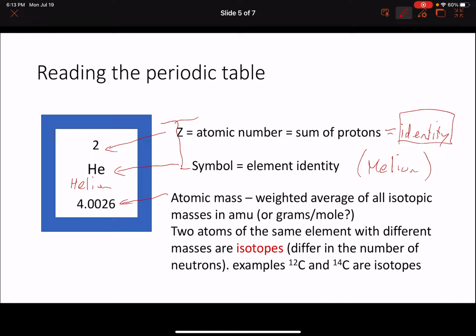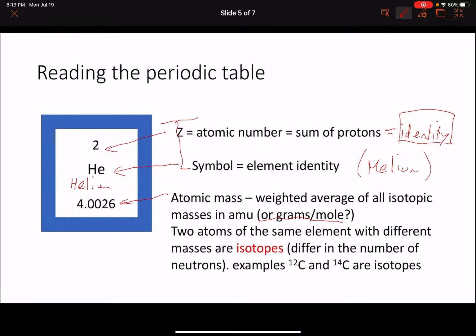So the atomic mass. Now the atomic mass, 4.0026, is not exactly the sum of all the neutrons and protons, okay? It's the weighted average of all isotopic masses in AMU. And actually we'll get to this grams per mole in a minute.